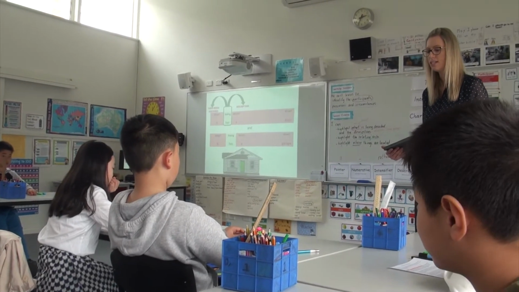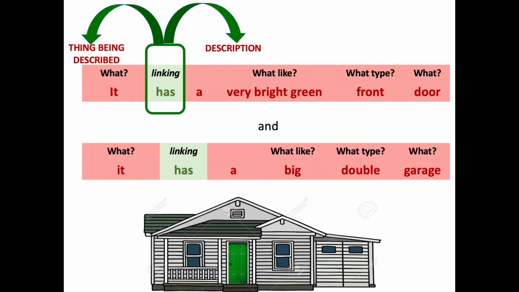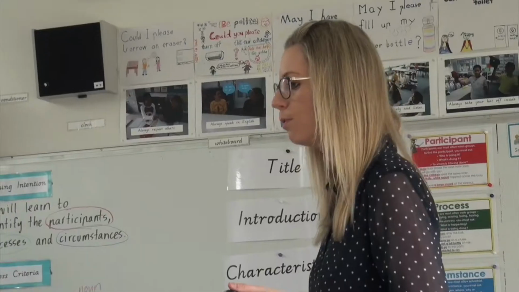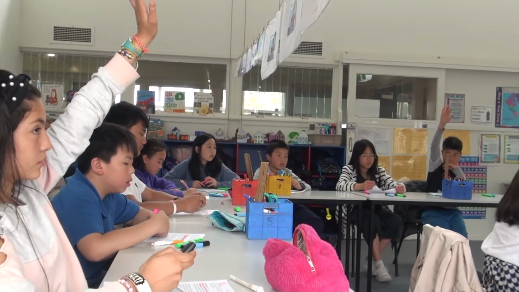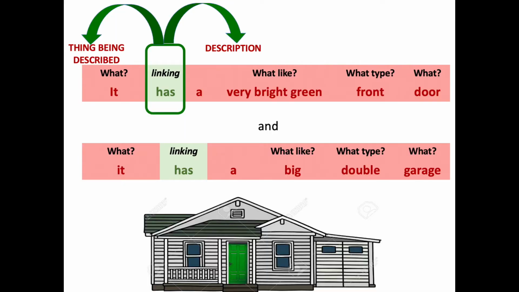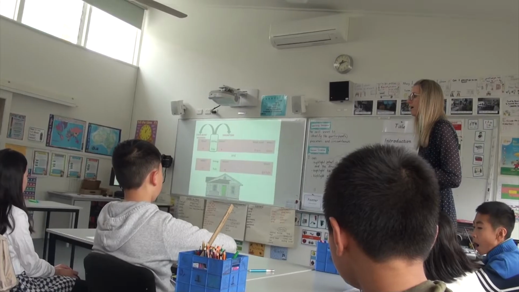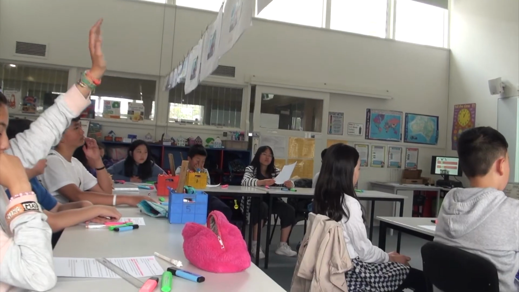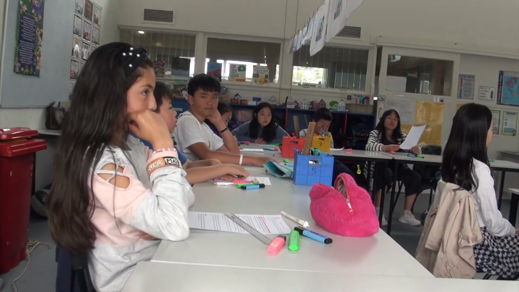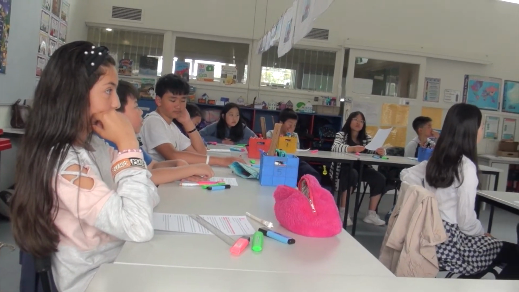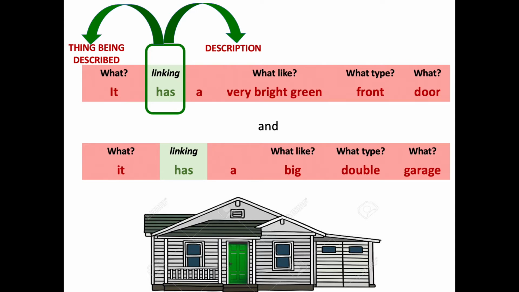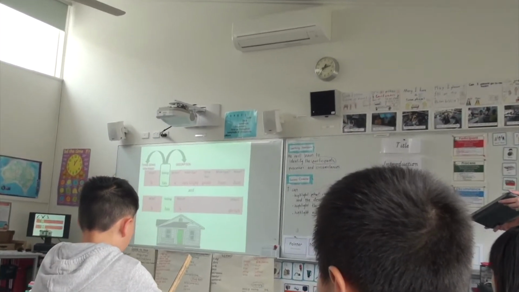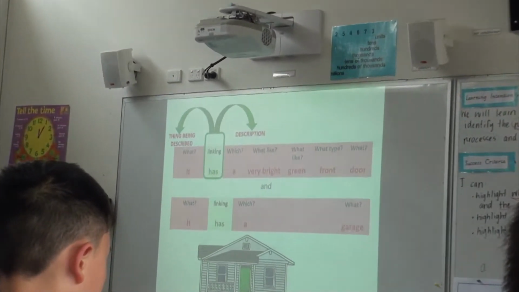and what does it have? It says it has. What does it have? That sentence, what kind of door, what type of door is it? Gabby? Front door. The front door. Well done. What's it like? Very bright green. It is, well, firstly, it's green. It's also very bright. So it's a very bright green front door.